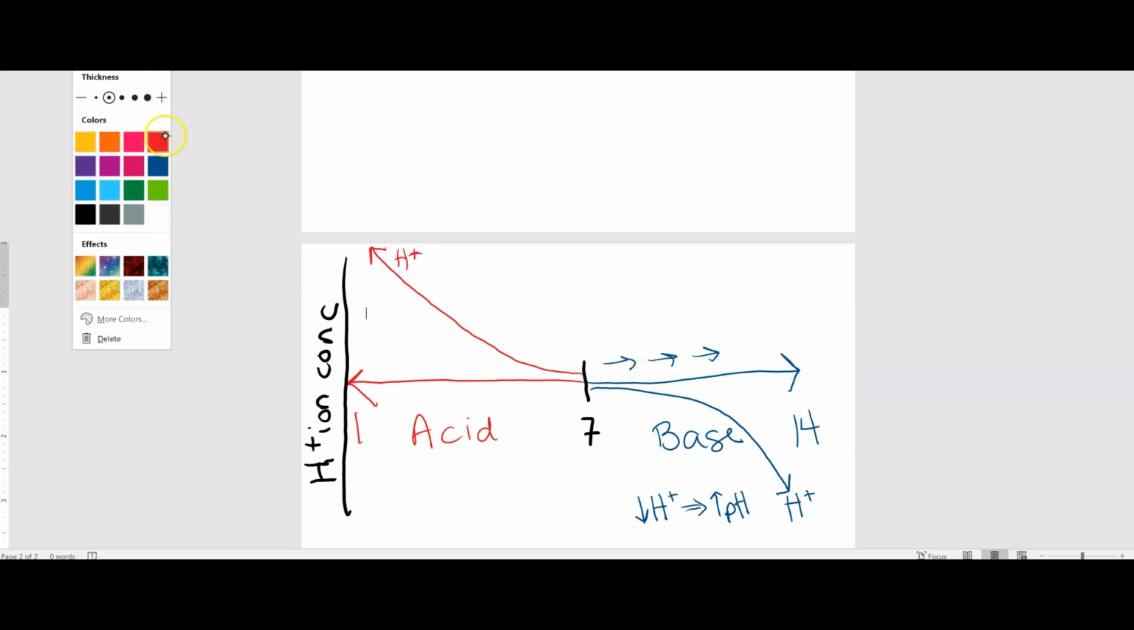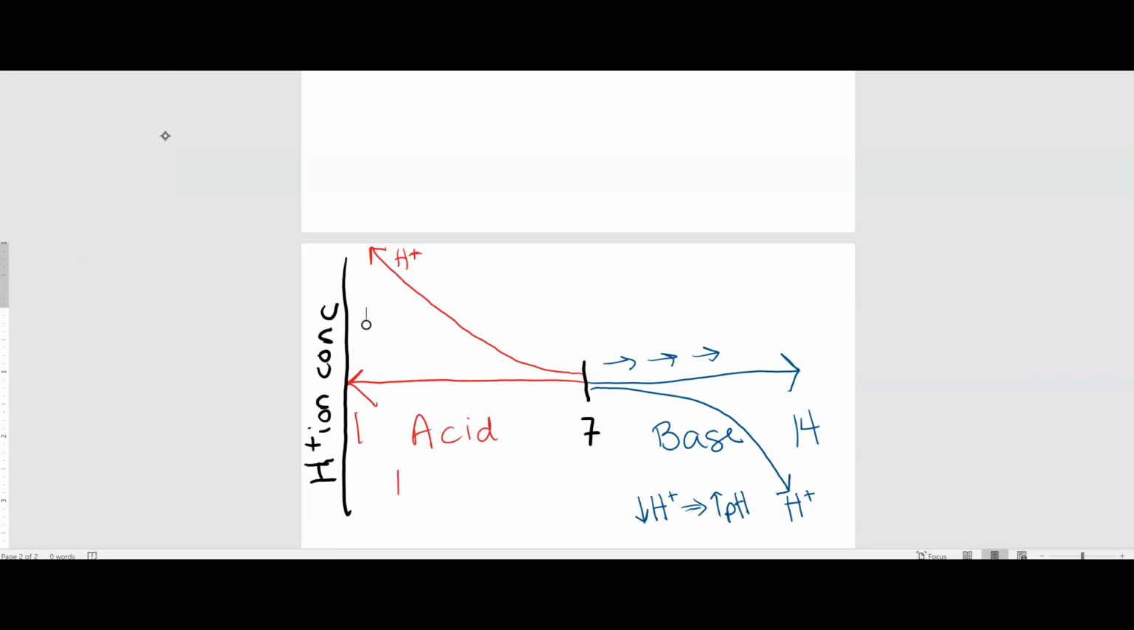As hydrogen ion concentrations increase, that means pH decreases. So if I had, say, a neutral solution and I added vinegar to it, and I keep adding vinegar, which I think you know is an acid, the pH will keep going down and down and down. So hopefully that helps a little bit.